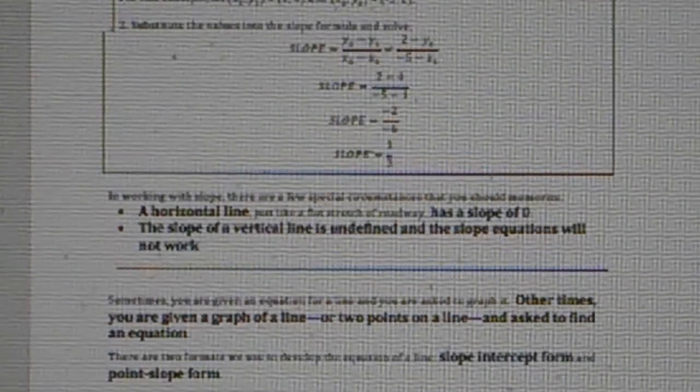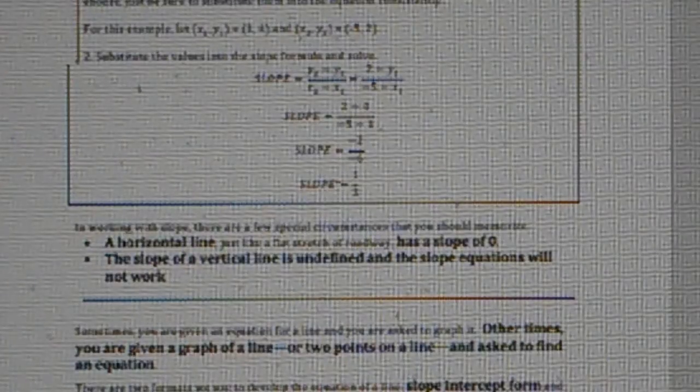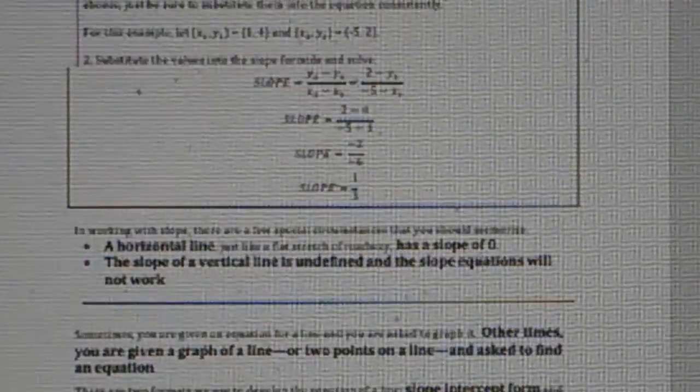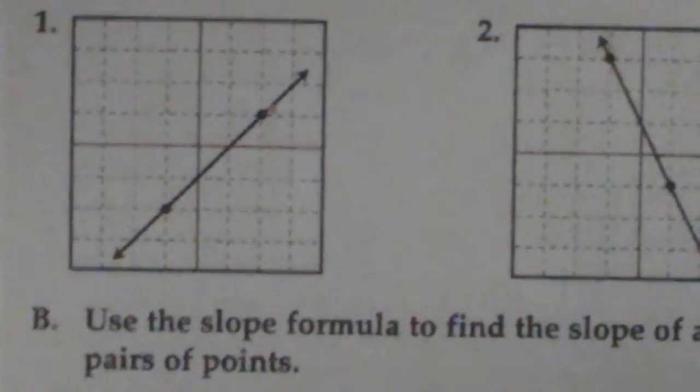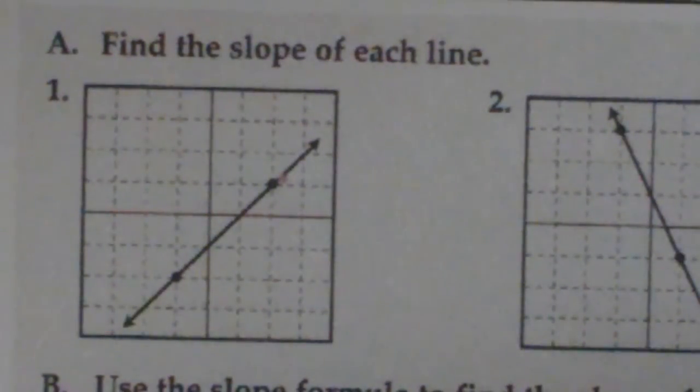Okay, and they gave you an example here. You can read through the example, see how they found the slope. Down at the bottom here it says a horizontal line has a slope of 0. That's what we talked about. A vertical line is undefined, and the slope equation will not work. Okay, very simple. So we're going to go on to the exercises now. I'm going to be on page 11 of 14, slope practice. Find the slope of each line. Okay, so that's good enough.